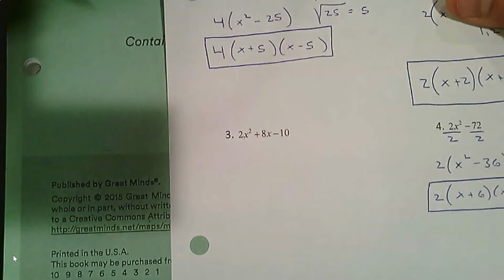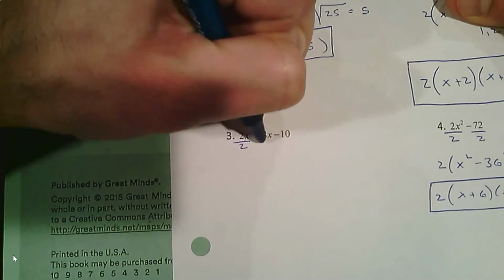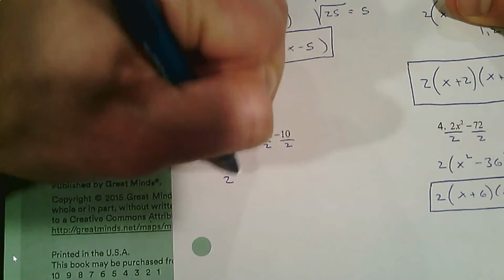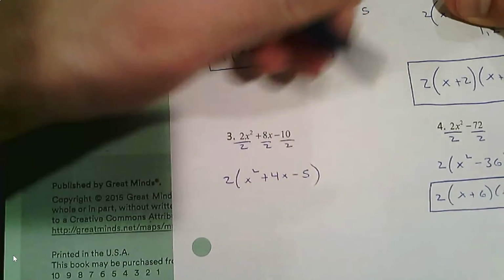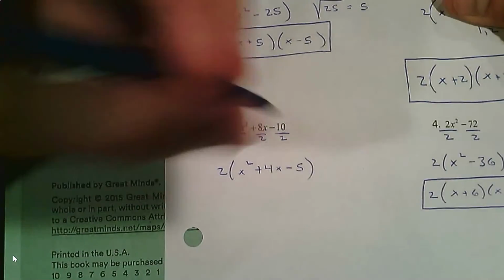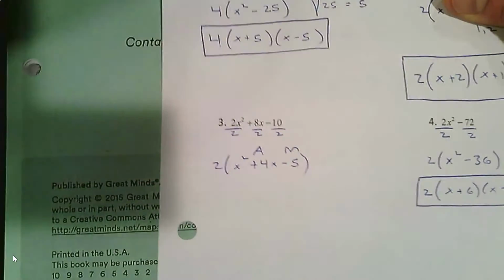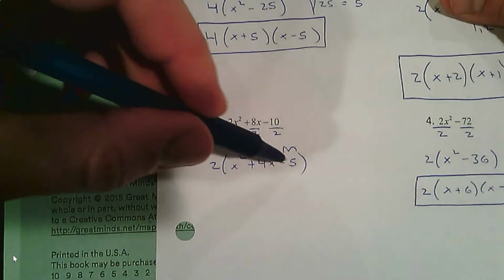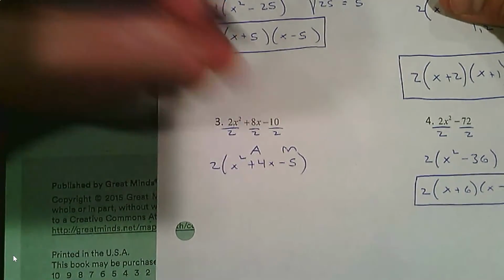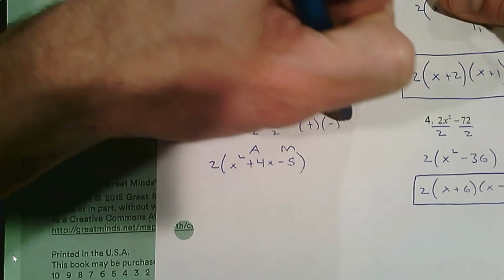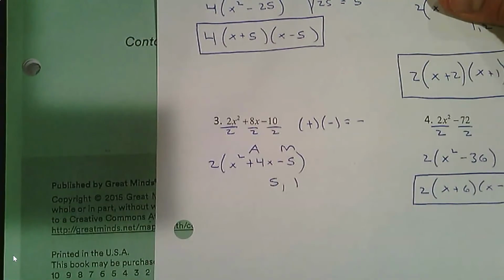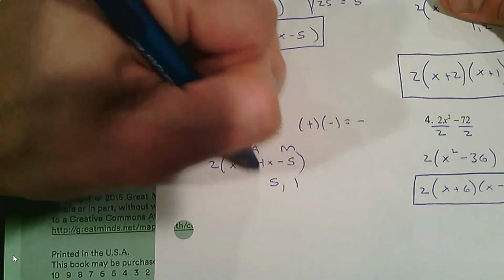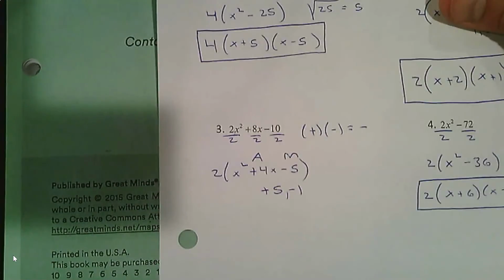So for number 3, they do not all share an x. So the smallest number is 2. Are they all divisible by 2? Yes. So 2 is my greatest common factor. I get x squared plus 4x minus 5. I have that trinomial. I need numbers that add to 4 and multiply to negative 5. So really that means subtract to 4. Because this is a negative, I'm going to have one positive, one negative. Magic numbers are 5 and 1 because 5 is a prime number. They have to add up to a positive, so the bigger number is positive.